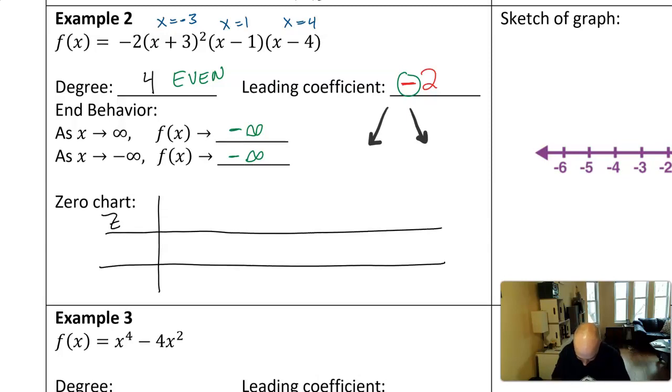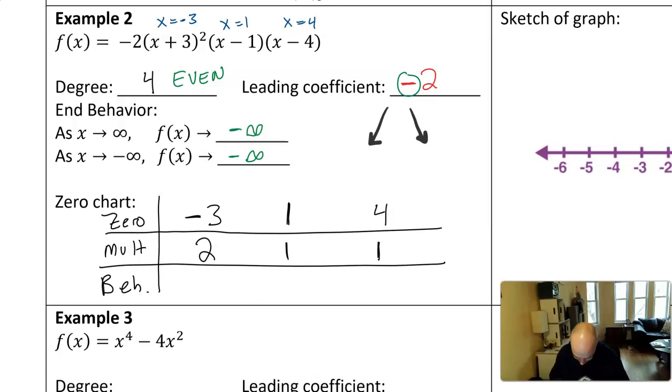So we'll say this is the 0, this is the multiplicity, and this is the behavior. Let's do BEH for behavior. What does it do? So put them in an increasing order now. I think they're already in increasing order. That was convenient. So negative 3, 1, and 4. The negative 3 had a multiplicity of 2. Then these both had multiplicity of 1.